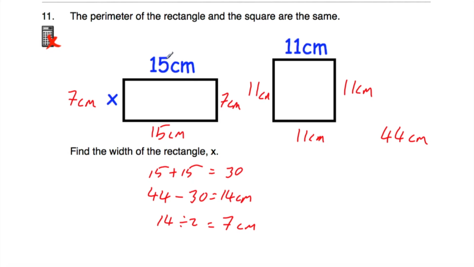And let's just check that. 15 plus 15 is equal to 30, plus 7 is equal to 37, plus 7 is equal to 44. So that means the perimeter of the rectangle is 44 centimetres. And if we have a look at the square, well, 11 plus 11 plus 11 plus 11 is 44 centimetres. So the perimeter of the square and the rectangle are equal to each other, and the width of the rectangle must be 7 centimetres, and that's it.